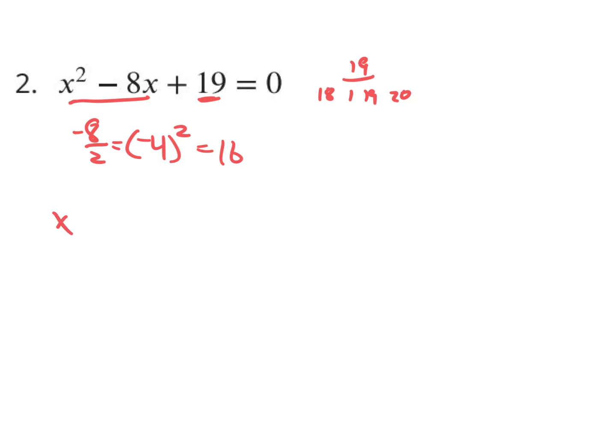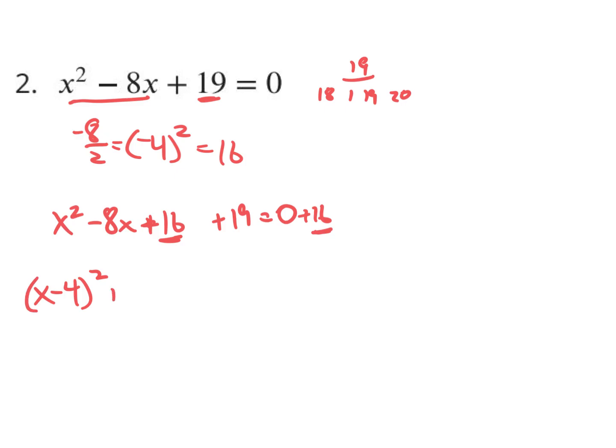So when I add this in, plus 16 plus 19 is equal to 0 plus 16. I added this 16 on the left, so I have to add 16 on the right. So I get (x - 4) quantity squared plus 19 is equal to 16. So you're saying, Mr. Walls, where did the 16 go? This is a perfect square trinomial, which we looked at in a previous lesson. That all gets condensed down into that term.